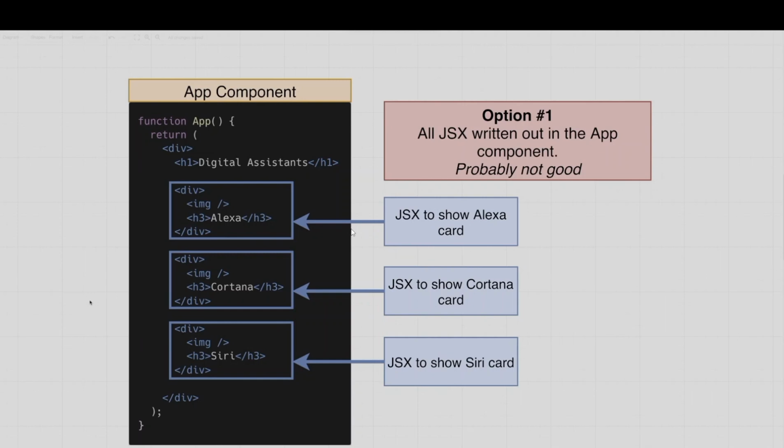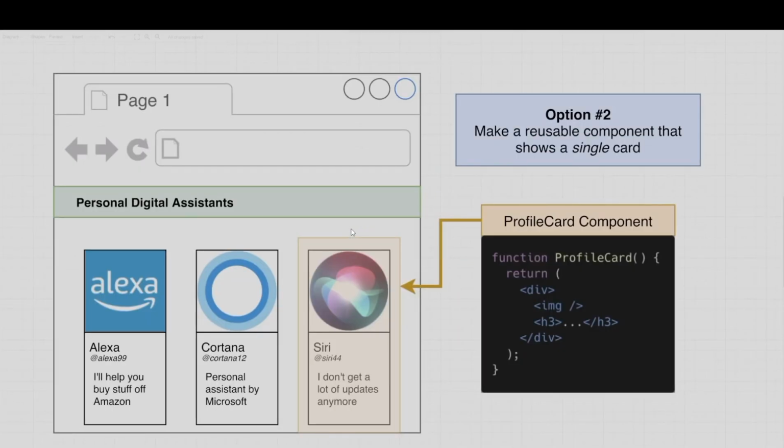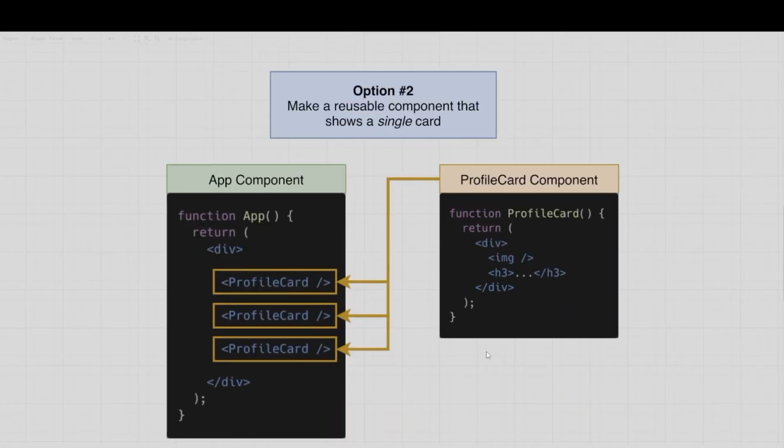So we are going to go with option number 2. In option number 2, we are going to make a single reusable card component which will be named profile card. This will be a single card component which will contain all the information related to that card, which will include the image and all the text. Then in the app component, we will import that profile card component and print that profile card 3 times. That will do our task much more easily than the first option.